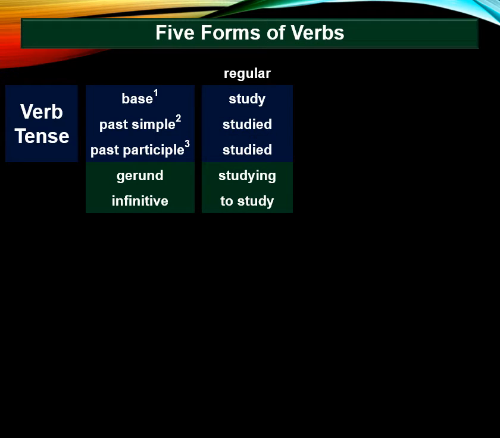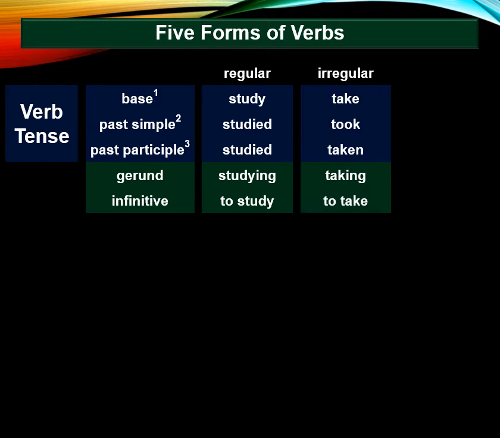So regular verbs like study, you have study, studied, studied, studying, and to study. It's regular because the past simple and the past participle both have ed. There are a lot of irregular verbs, however, like take, took, taken, taking, and to take. It's irregular because the past simple and the past participle are not ed. They're different forms. However, the gerund and infinitive are exactly the same.